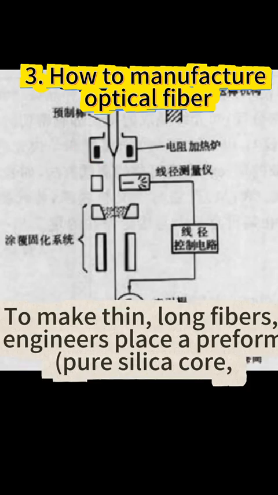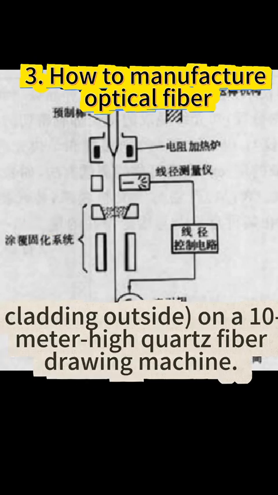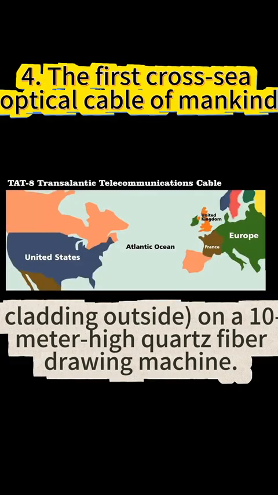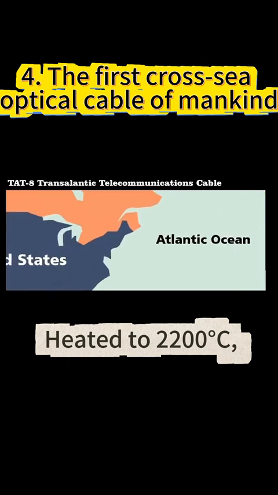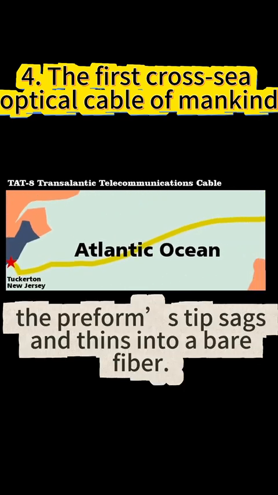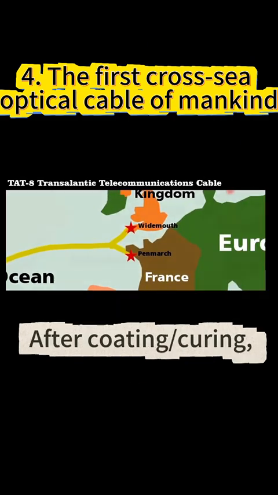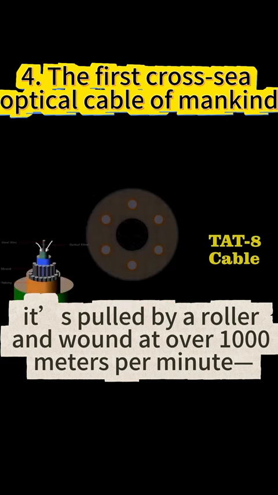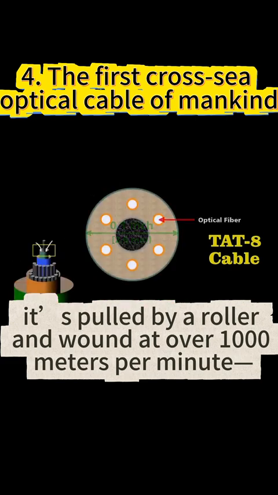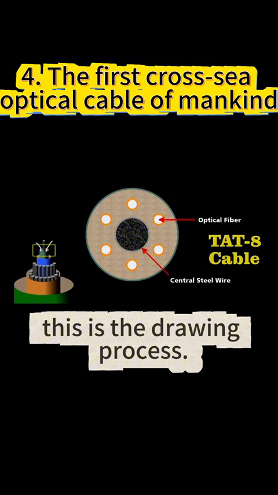To make thin, long fibers, engineers placed a preformed pure silica core with cladding outside on a 10-meter high quartz fiber drawing machine, heated to 2,200 C. The preform tip sags and thins into a bare fiber. After coating and curing, it's pulled by a roller and wound at over 1,000 meters per minute. This is the drawing process.